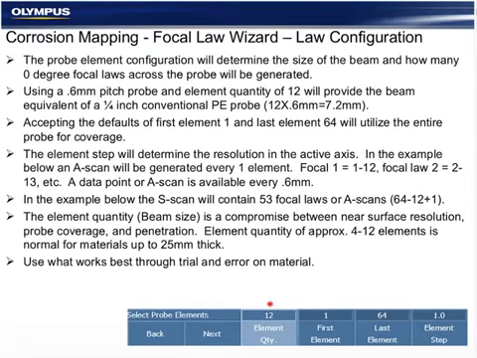So if I'm using the 0.6 element probe with an aperture of 12 elements, I'm essentially creating the beam equivalent of a pulse echo 5 megahertz 7.2 millimeter probe. I'm going to start on the first element for focal law 1, and I want focal law last to terminate on element 64 with a 1 element step.